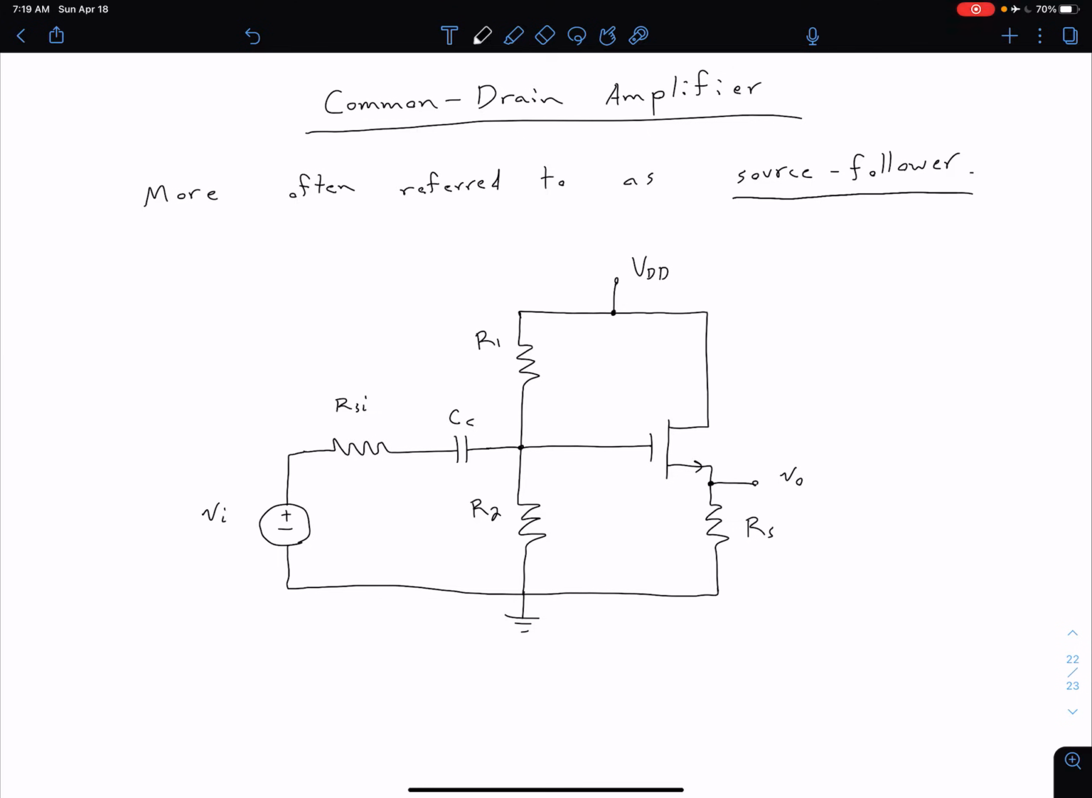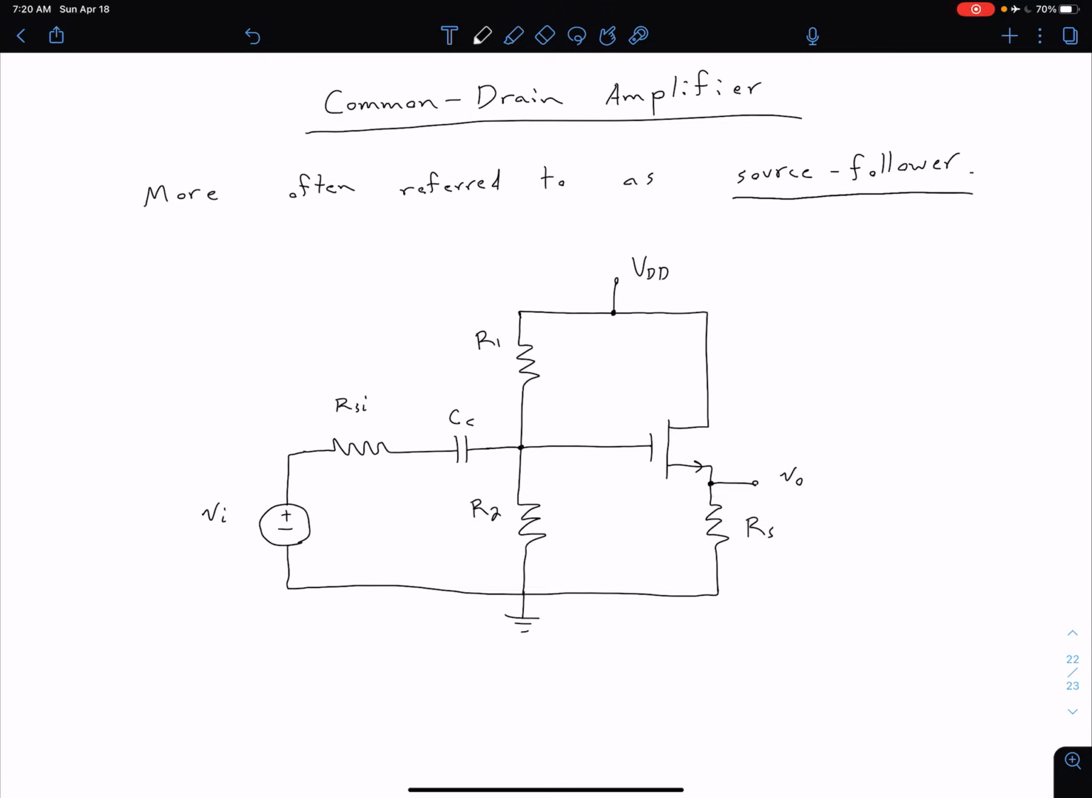We notice we have the same basic thing at our input. We have our biasing network of R1 and R2. We have this coupling capacitor, which is acting as a short circuit for AC signals, an open circuit for DC signals, and then we have our source, which is represented by this ideal VI, as well as some non-ideal input resistance RSI. And now we have a source resistor, but no drain resistor.